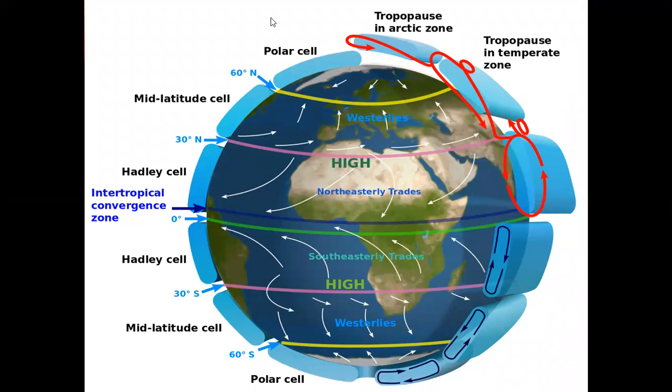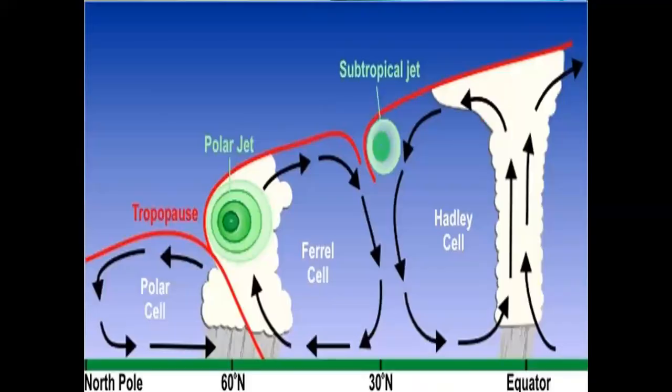The figure on the screen shows the Hadley cell, the Ferrel cell, and the polar cell. The Hadley cell is at the equatorial region, the Ferrel cell in mid-latitudes, whereas the polar cell is in the high latitudes.